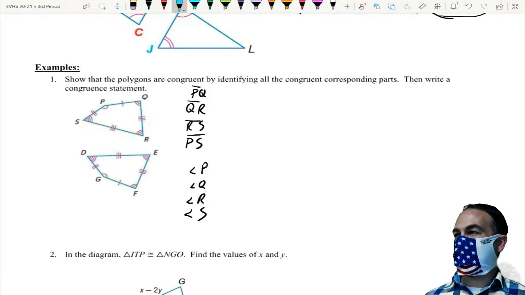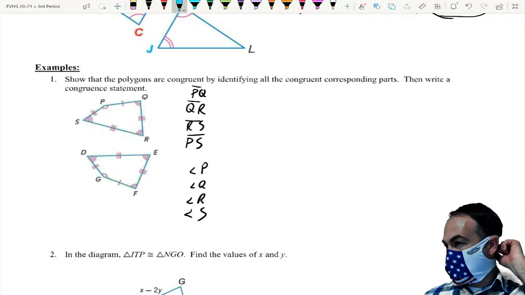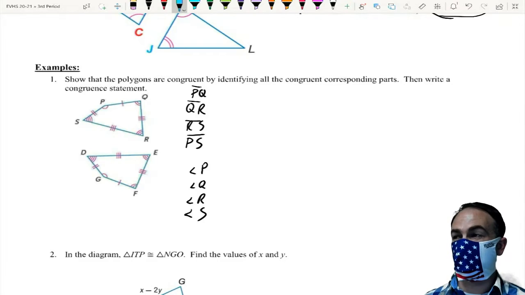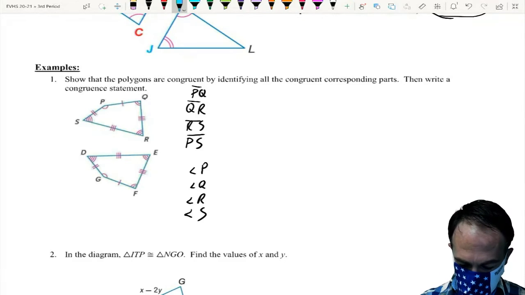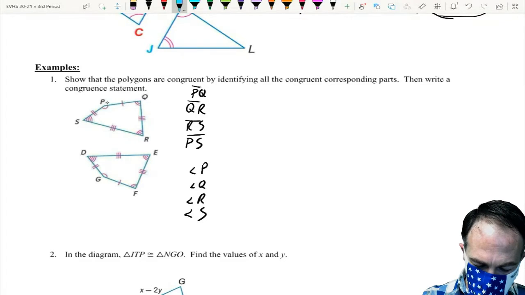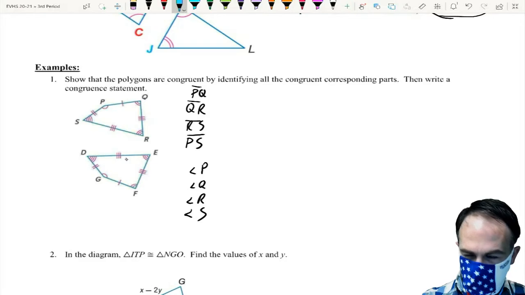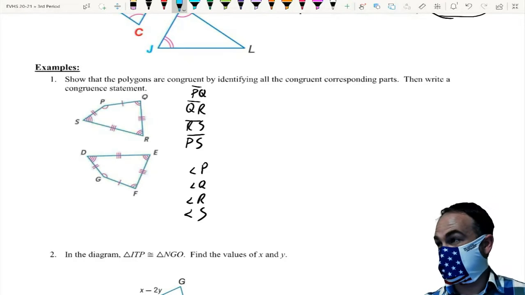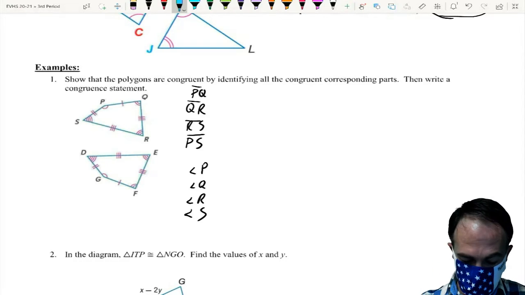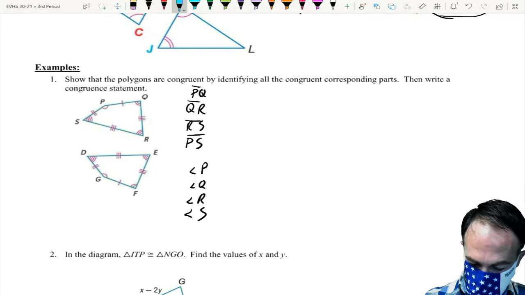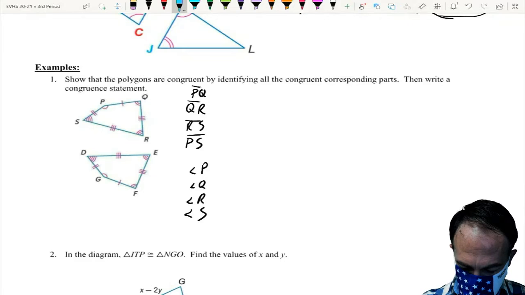Now, let's see if we can match up the corresponding parts. And honestly, this is easier to do from angles than it is from sides. So let's look at angle P. Angle P is marked as a one-arc angle. Which one in this bottom quadrilateral is going to match with that? Angle P is congruent to what? G, yes. So what we say is that it is congruent to angle G.